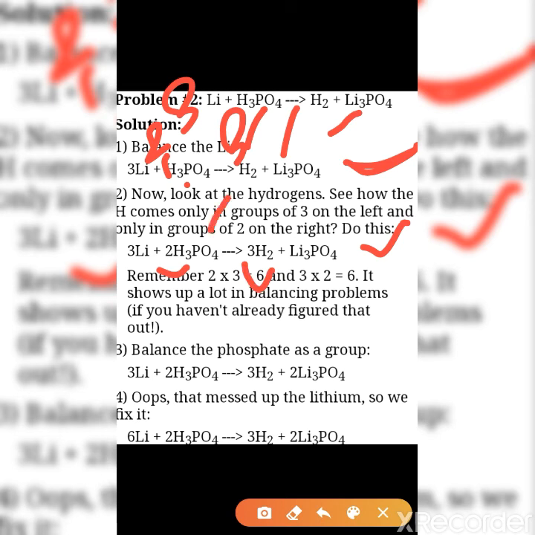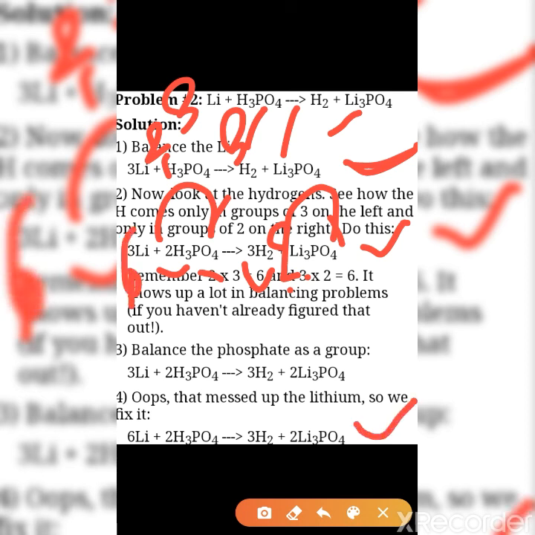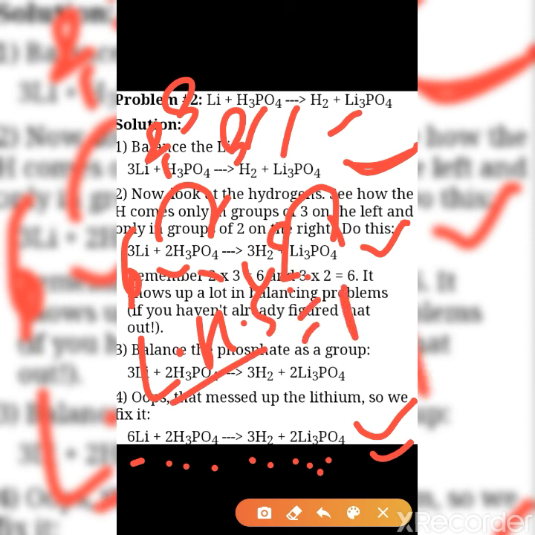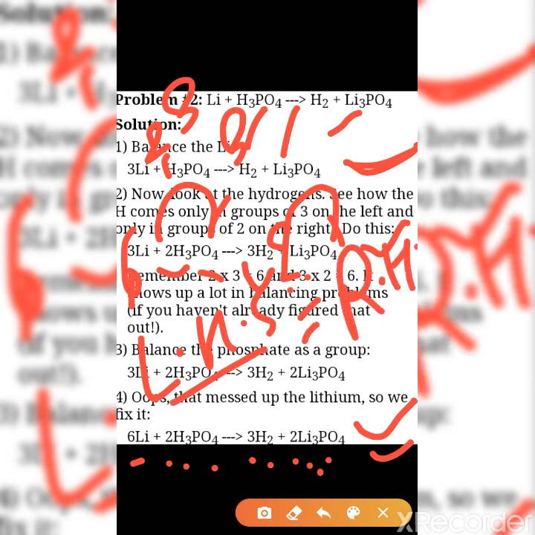Next is phosphate, PO4. Phosphate is 2 on the left hand side and 1 on the right hand side. So we will multiply by 2 here. So 2 phosphate. Now phosphate is balanced but lithium is unbalanced. So 2 times 3 is 6, and in place of 3 we can write 6 lithium. In this equation you can see 6 Li, 2 H3PO4, 3 H2, 2 Li3PO4. Now you can check that the number of atoms of each element on the left hand side is equal to the right hand side. So now this equation is balanced.